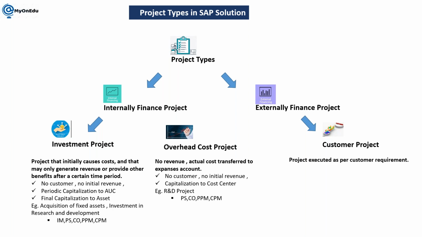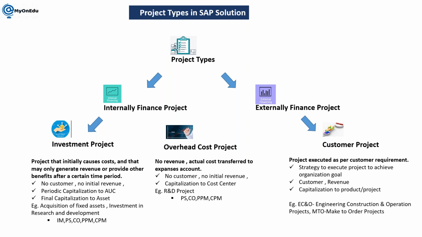We'll have the project executed as per the customer's requirement, with strategies to execute the project to achieve the organization's goal. Customer and revenue will be there, with capitalization to product or project. The example is an engineering, construction, and operation company project, or a make-to-order scenario. So here different modules are helping us manage your type of project.